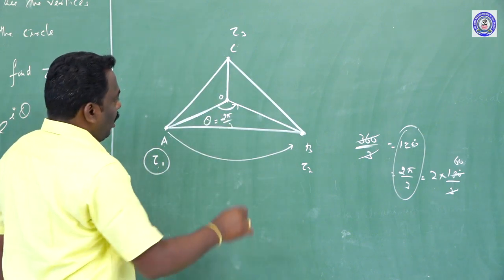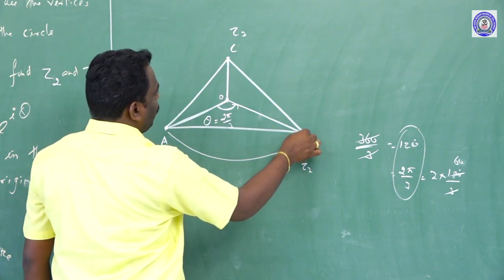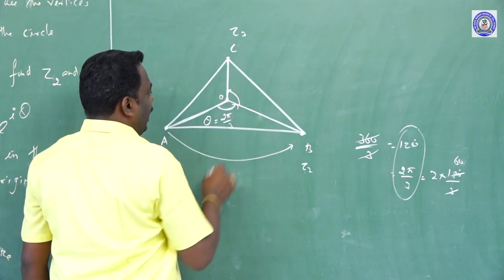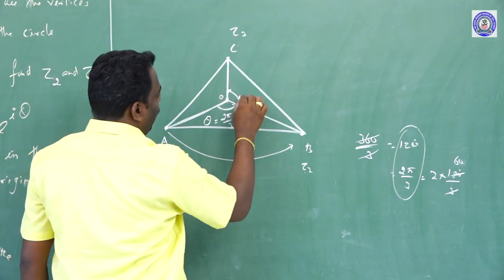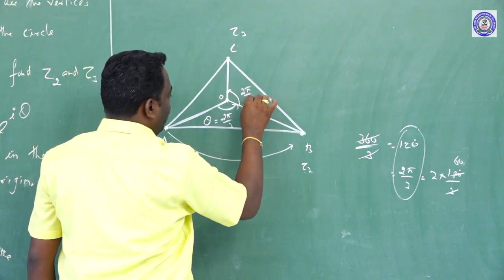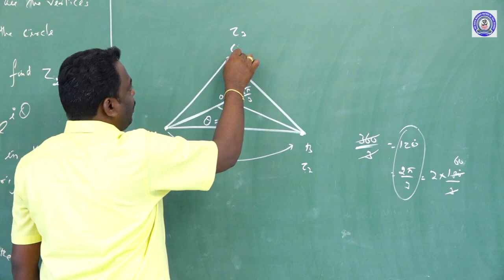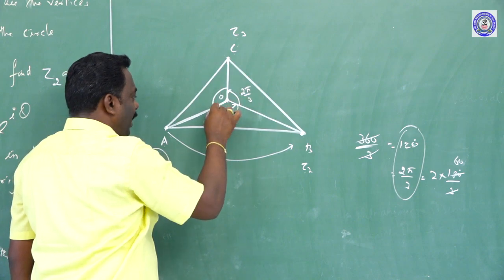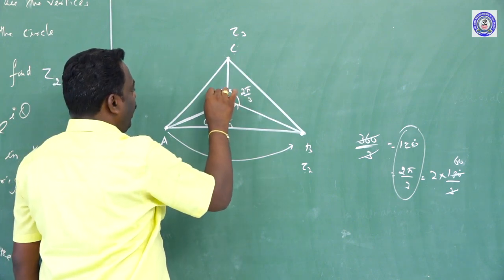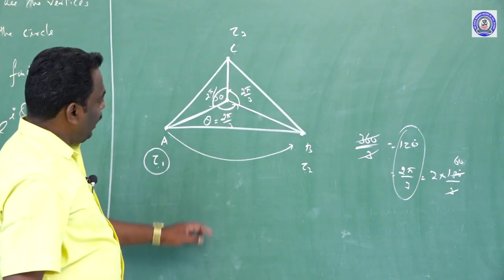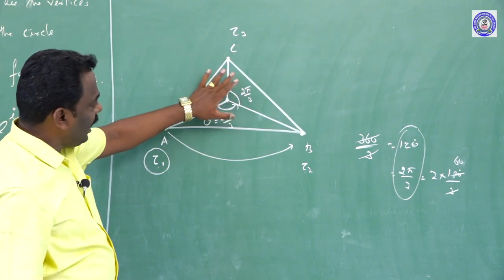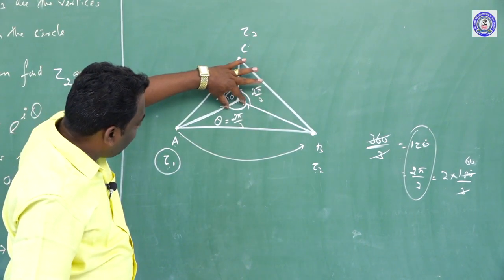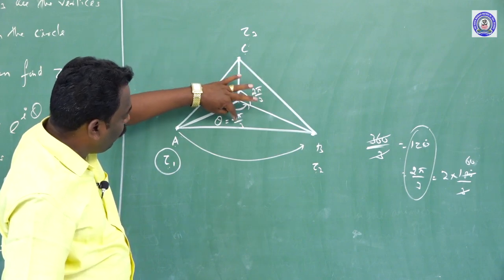If we next move from vertex B to vertex C, complex number Z2 to Z3, again the angle in the anti-clockwise direction, the counter-clockwise direction, is 2 pi by 3. Again from vertex C to vertex A, moving in the anti-clockwise direction, it is 2 pi by 3. Therefore the angles are equally divided, and in the triangle ABC the angles are equal, theta equal to 2 pi by 3.